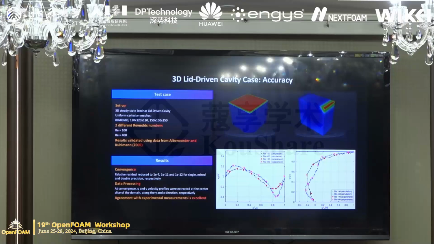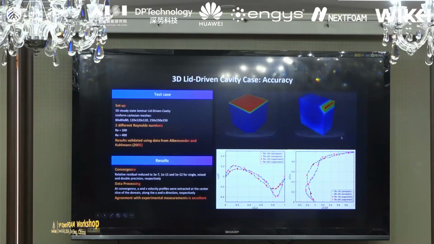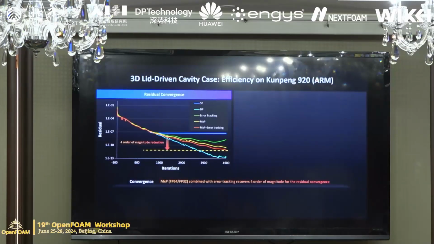So the first thing, again, it's very important for us to show that the accuracy is recovered, because without the accuracy, there's not a lot of benefit in showing the acceleration. So on the graphs at the bottom, after convergence, we looked at the velocity profile compared to the experimental data that were available online. And we showed that we had a very good agreement with those experimental data for both Reynolds numbers. And these are the residual convergence curves. So I'm just going to take 1 minute to go over the different curves here.